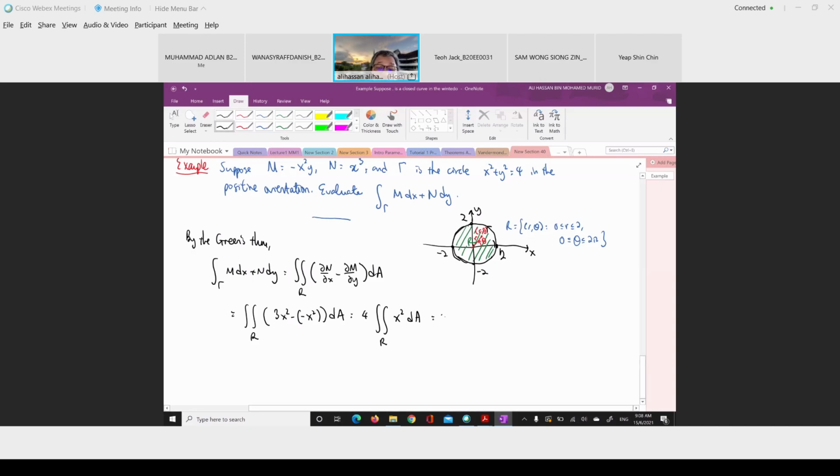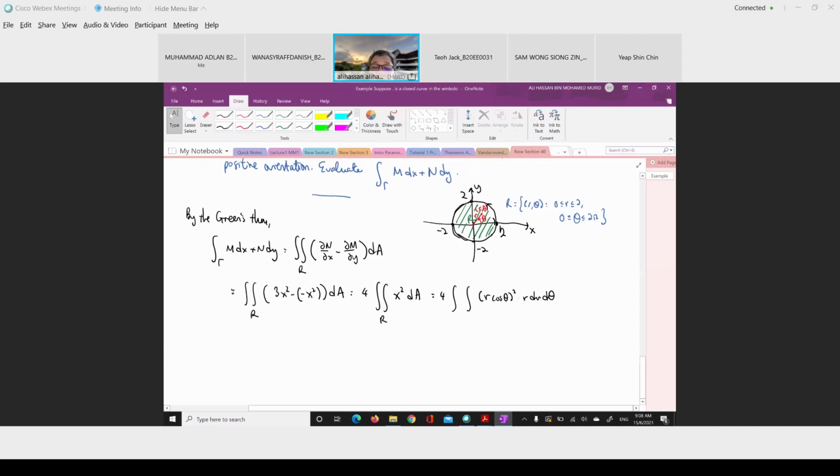So that means in terms of polar coordinates, we replace x by r cos theta. What about dA? Remember, dA becomes dr d theta. So the order is dr d theta, which means the inner integral is with respect to r. r is between 0 and 2, and theta is from 0 up to 2 pi.